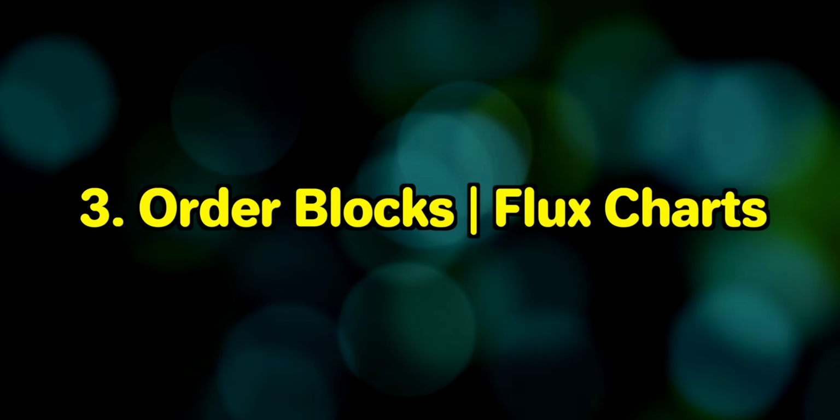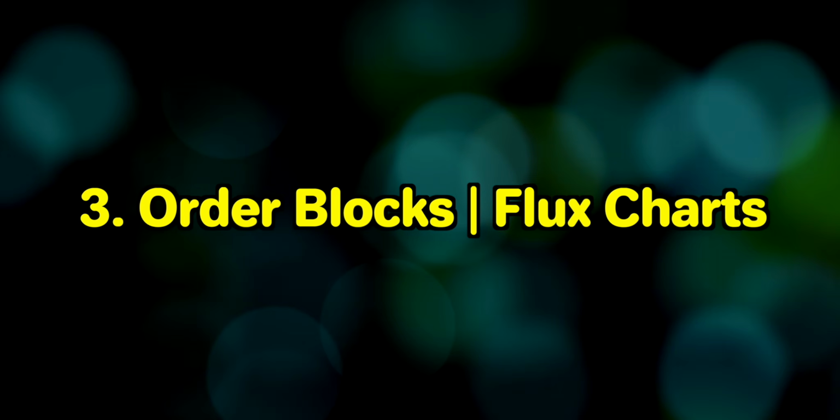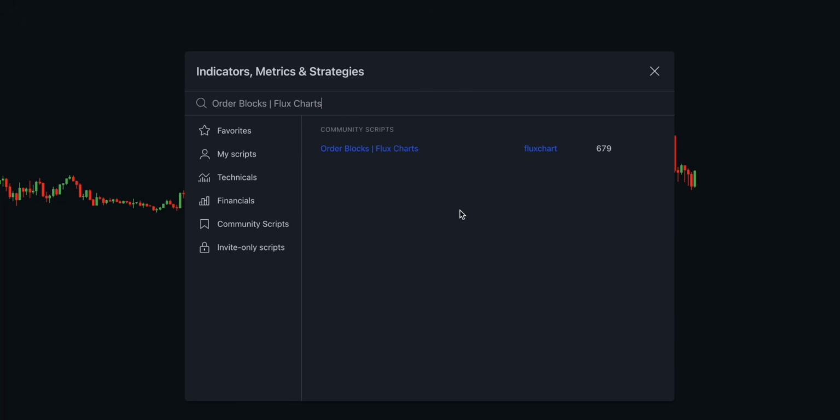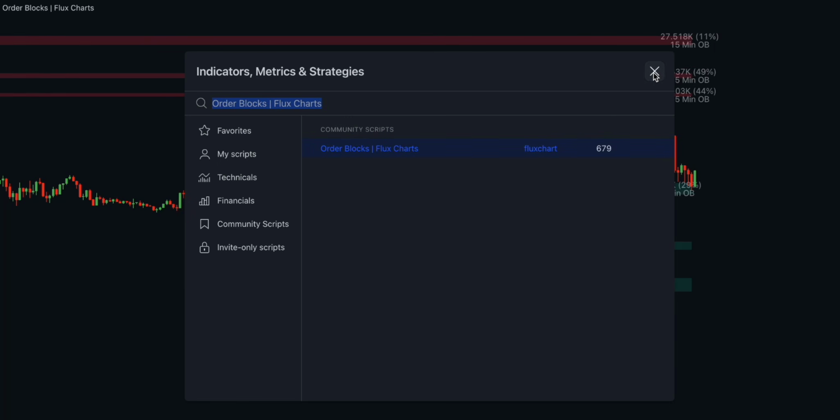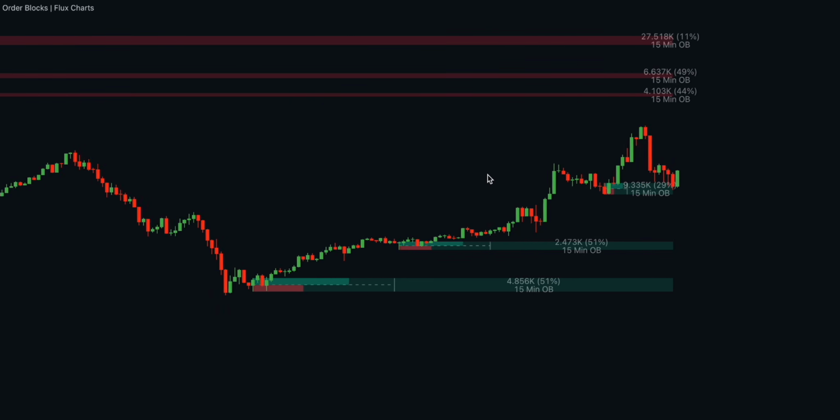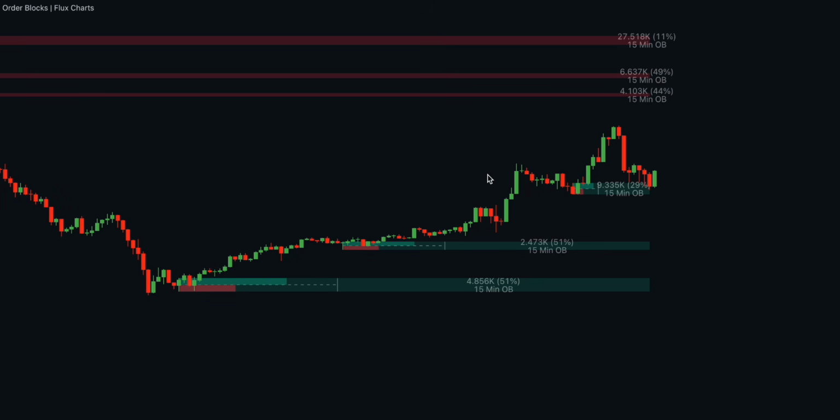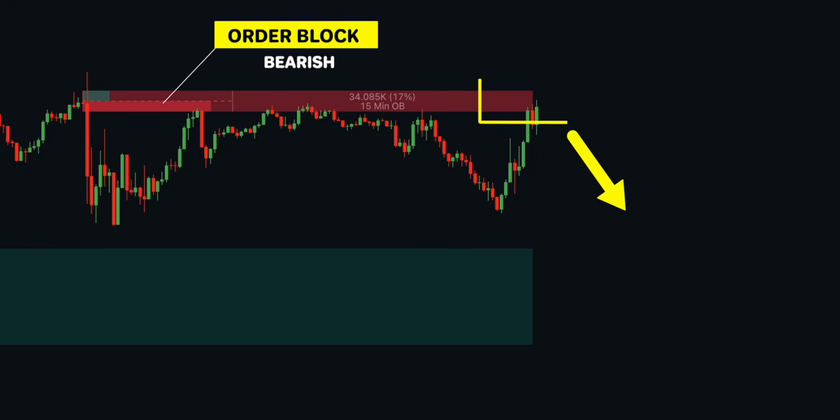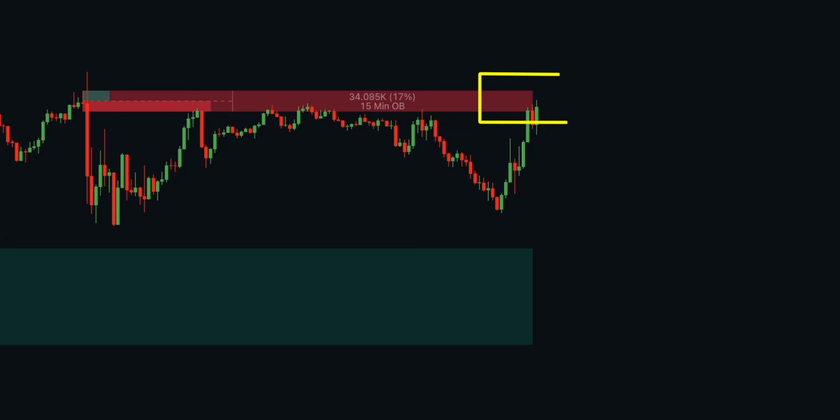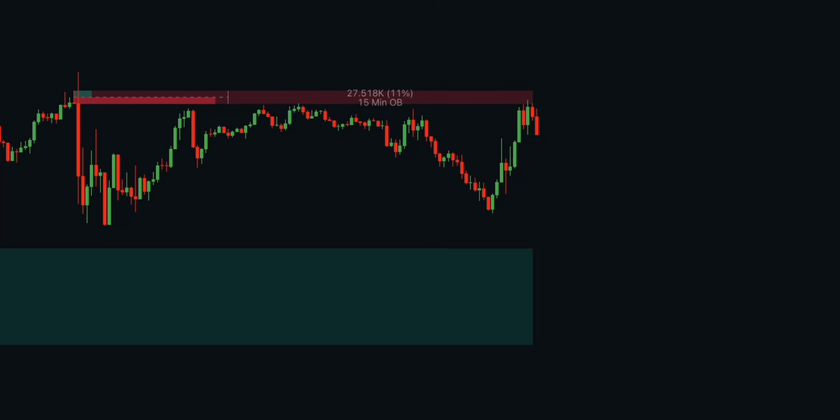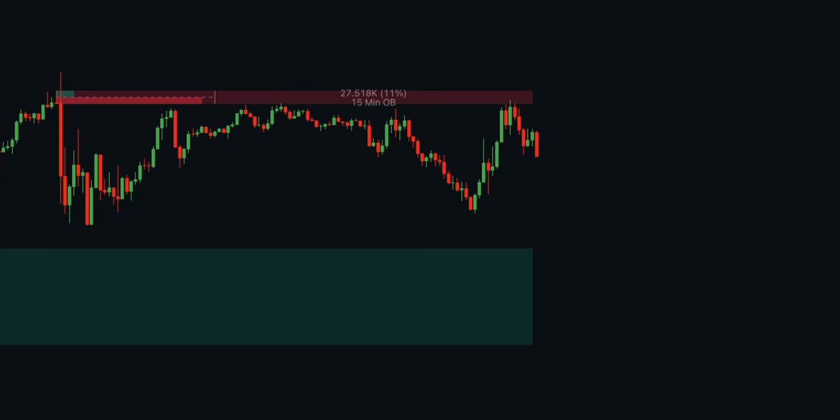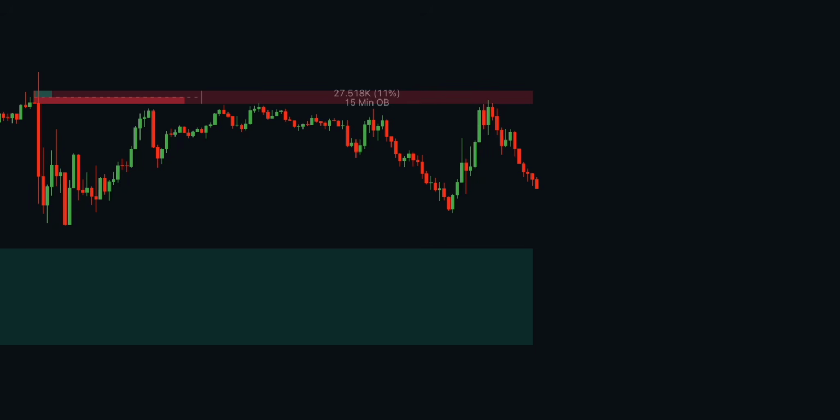Third in our rankings is Flux Chart's Order Blocks indicator, which is super useful for profitable trading in 2024. This cutting-edge indicator is designed to revolutionize the way traders view and utilize order blocks. What makes this tool stand out is its ability to render order blocks with their volumetric information, providing a deeper insight into market movements. The volumized order blocks indicator is not only about identifying bullish and bearish order blocks, but also offers a high level of customization. Traders can adjust detection, invalidation, and style settings to align with their unique trading strategies.